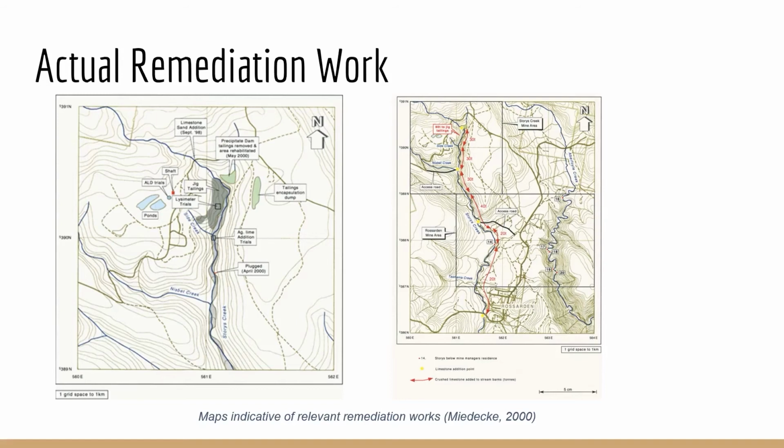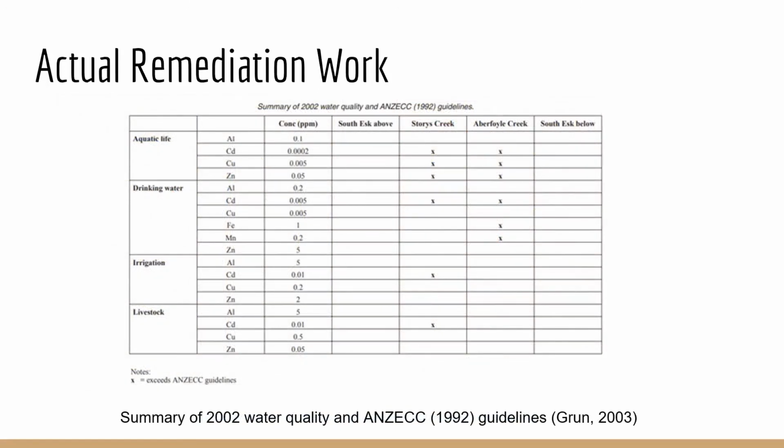The red line shown in the right map section highlights the location and quantity of agricultural limestone addition to the creek banks. The resulting water qualities in 2002 of the nearby water bodies are shown, which indicate a relatively successful remediation work. In comparison to the 1997 water quality, major improvements are noticed in the South Esk areas, where the resulting water quality meets the ANZECC guidelines in all categories.